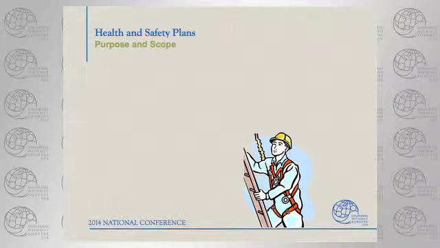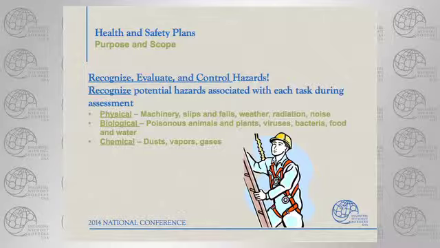So, health and safety. You see this nice cartoon character with a guy climbing a ladder, wearing a hard hat and fall protection. So he's actually being safe in being able to climb up, assuming the situation's there. The purpose of a health and safety plan is to recognize, evaluate, and control hazards. Those are the three main components that we want you to focus on. We want you to recognize potential hazards associated with each task during the assessment.